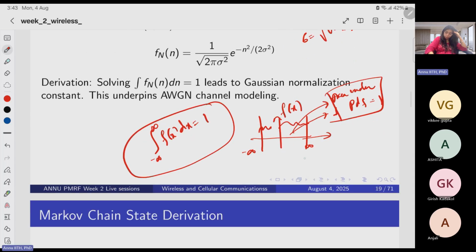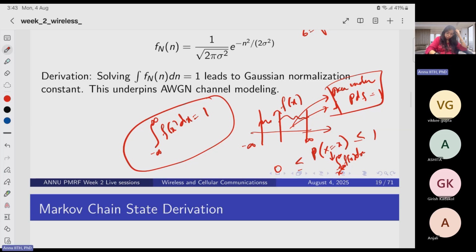And also, the value of P of x lies between 0 and 1. Any probability value should lie between 0 and 1, like it should lie in the range. So if it is there, then it's called Gaussian normalization, which underpins the AWGN channel.